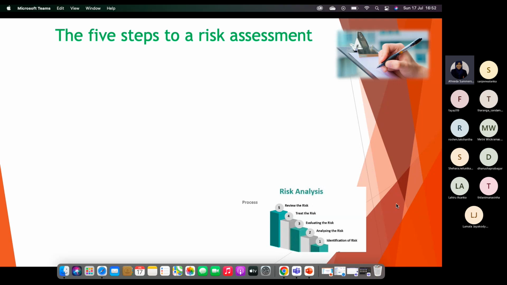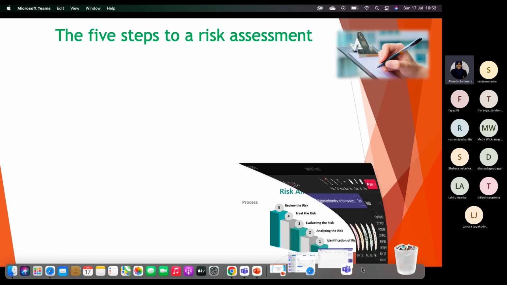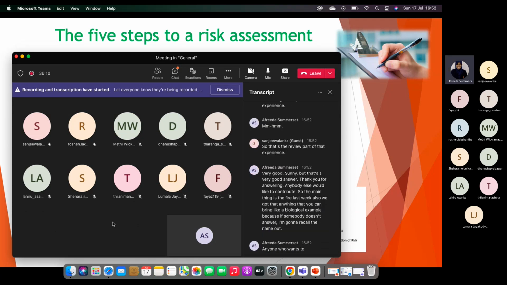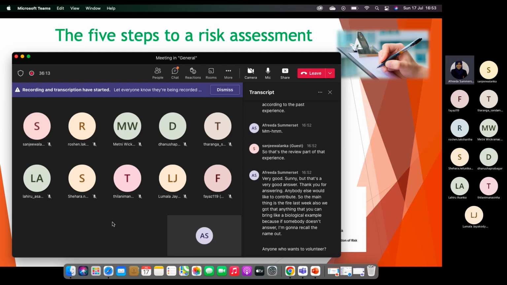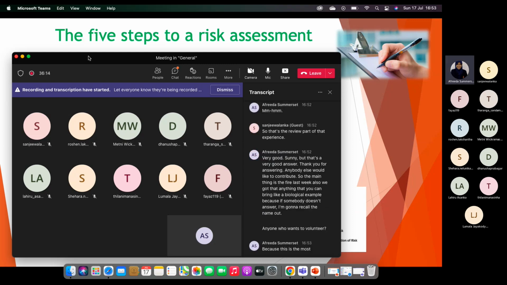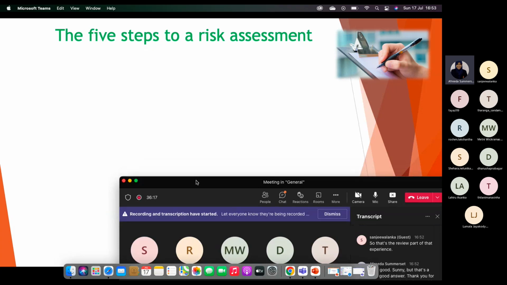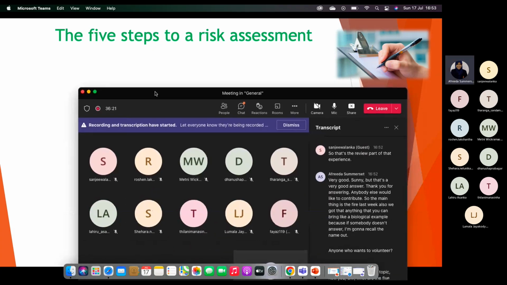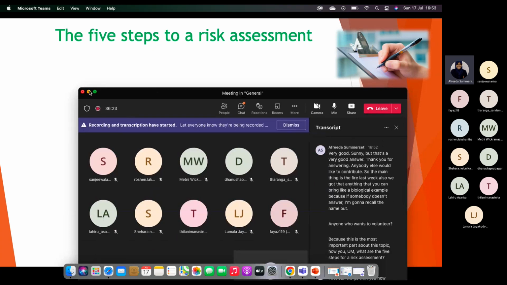So the main thing is the fire. Last week also we got that. Anything that you can bring, like a biological example? Because if somebody doesn't answer, I'm going to call the name out. Anyone who wants to volunteer? Because this is the most important part about this topic. What are the 5 steps for a risk assessment? Fayaz, can we go with you? How would you bring an example?